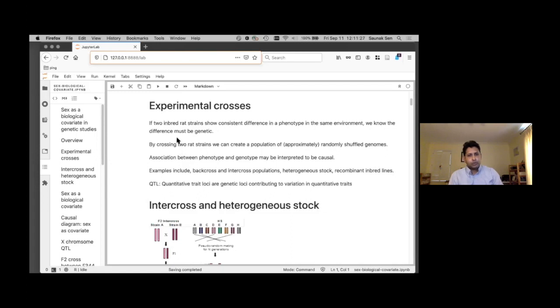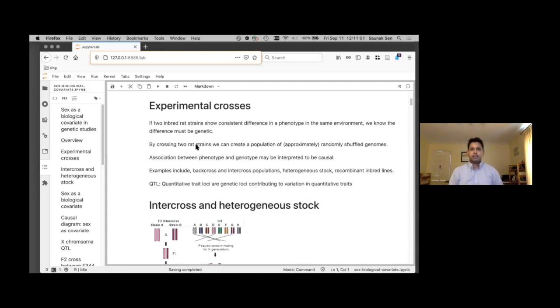So when you cross those two, say, rat strains, then you will create a population of approximately randomly shuffled genomes. This is due to meiosis, and we are saying approximately random because that's one way to think about how gametes are formed from the parents.